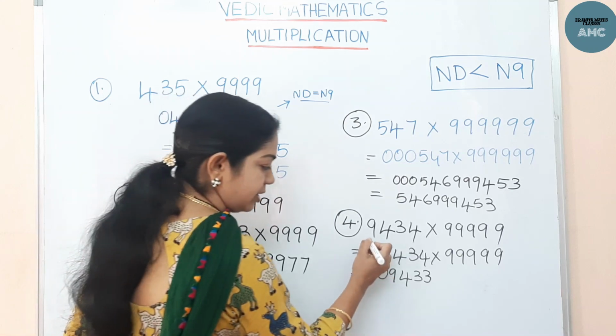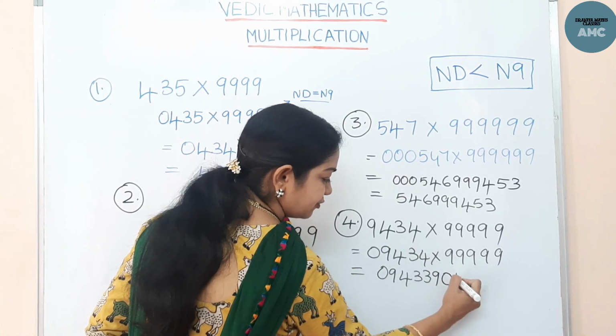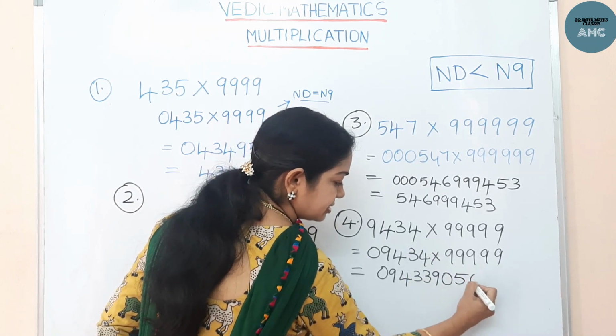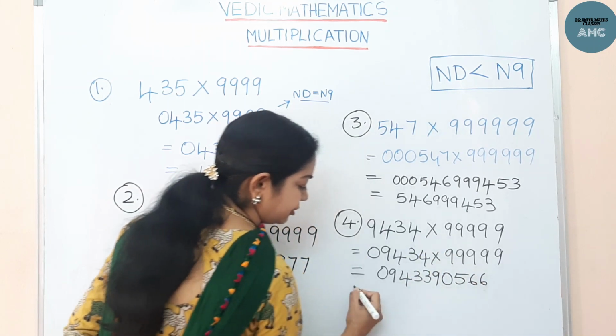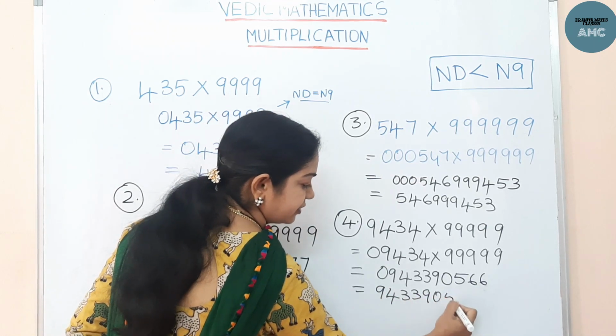Okay, 1 decrease. Now 9 minus 0 is 9. 9 minus 9 is 0. 9 minus 4 is 5. 9 minus 3 is 6. 10 minus 4 is 6. So the final answer is 9, 4, 3, 3, 9, 0, 5, 6, 6.